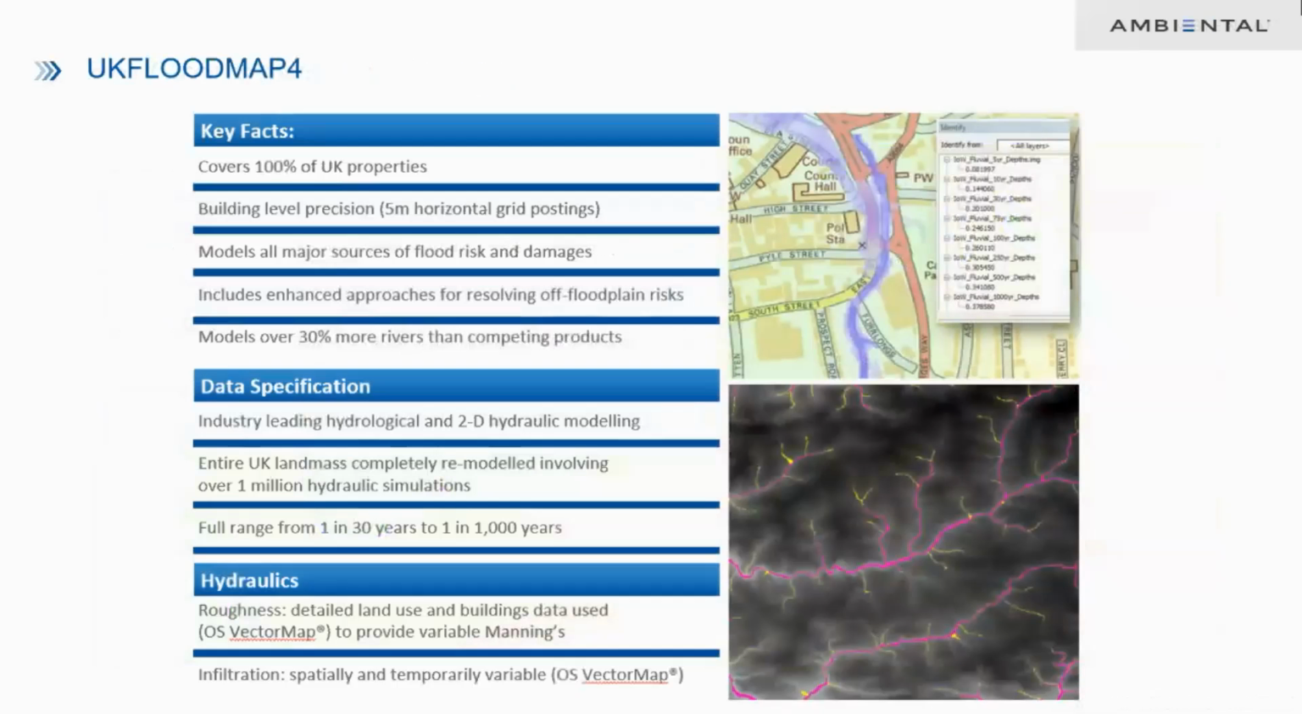And if we just go finally to the last data set, this is our UK flood map 4. This is the 4th edition, and we update this on an annual basis. As I mentioned, it's used by a lot of the insurance industry and other industries as well. It covers 100% of the UK. It's building, property level, all major sources of flooding. And we also estimate that we have probably 30% more rivers covered, because we actually model higher up into the catchment as well. It uses hydraulic modelling.